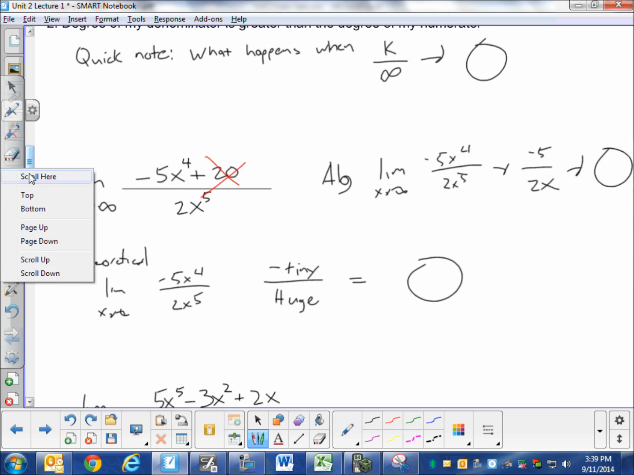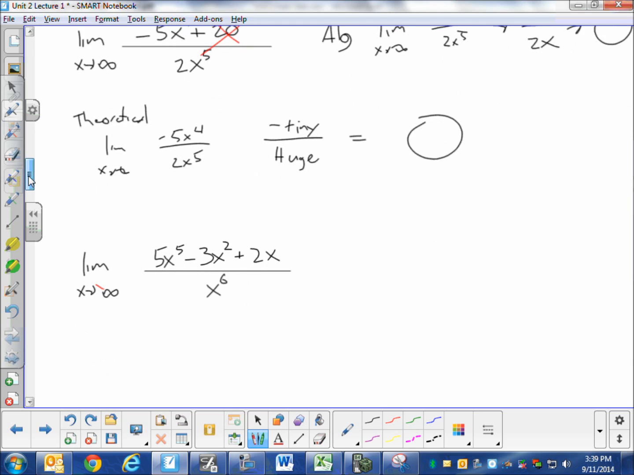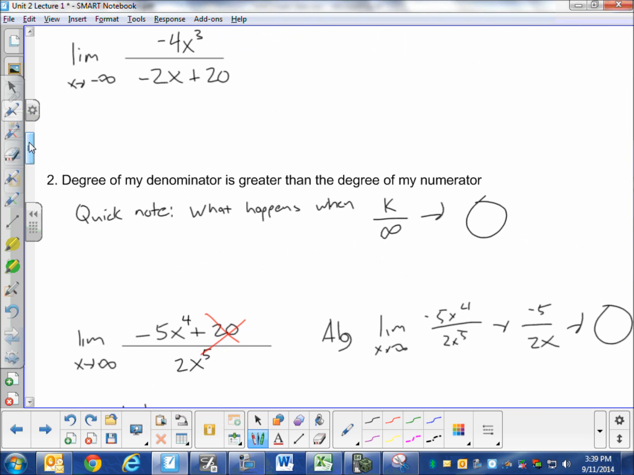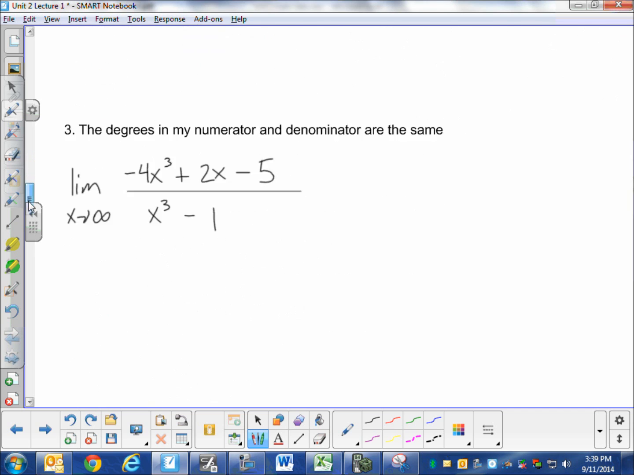Good question. No, thankfully, I don't care about signs. So, if the denominator is bigger than the numerator, that's 0. You really don't even have to work it out.